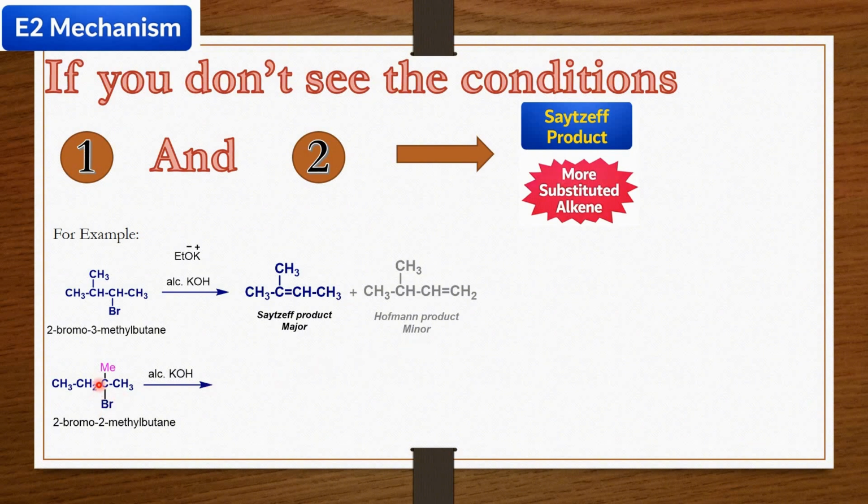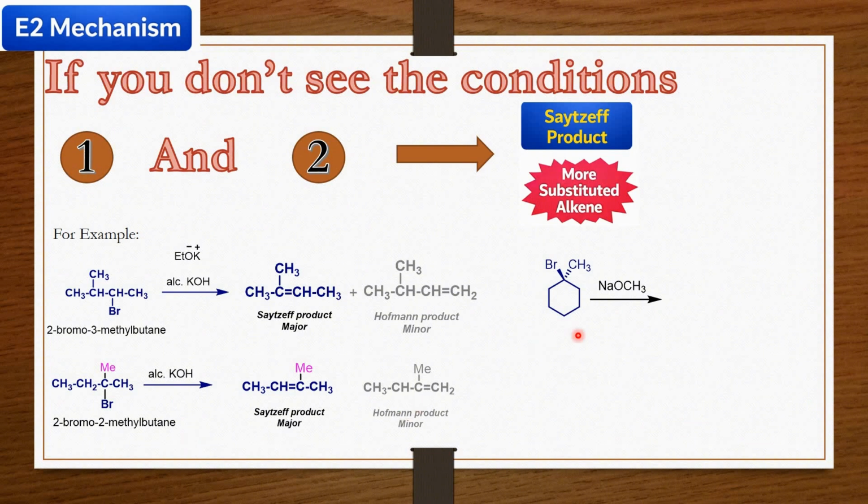Now let's take another example. In this case you have 2-bromo-2-methylbutane with alcoholic KOH. So again you have a less hindered base, so you are going to get the more stable alkene as the major product, and that would be the Saytzeff product, and this will be the minor product. Now this is the question for you.